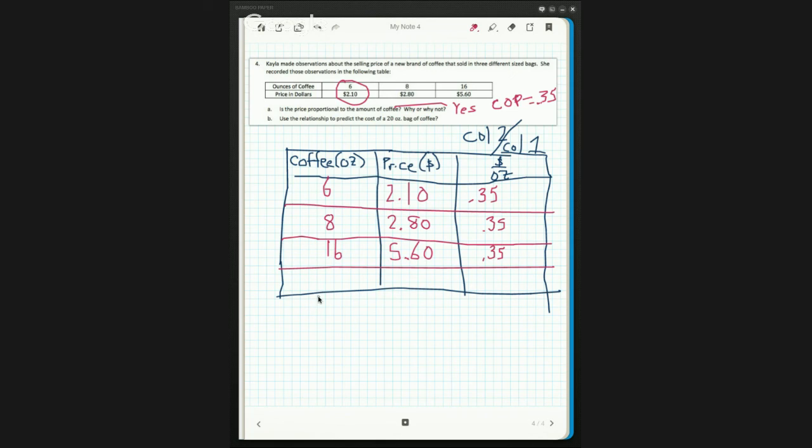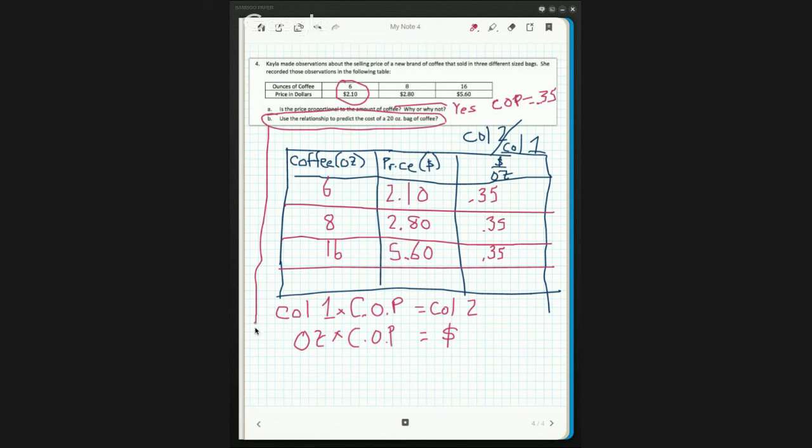And I know that the way that you use this constant of proportionality is basically column 1 times the constant of proportionality equals column 2. So the ounces times the constant of proportionality equals the price in dollars. So I'm going to leave you to answer this question. This is for you to answer.